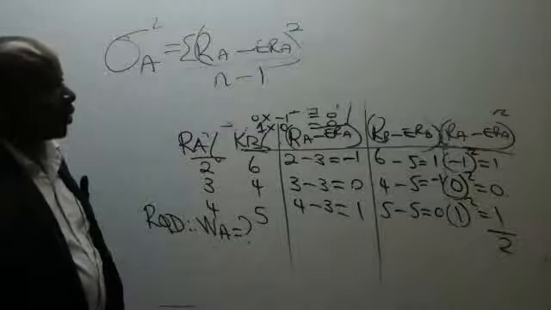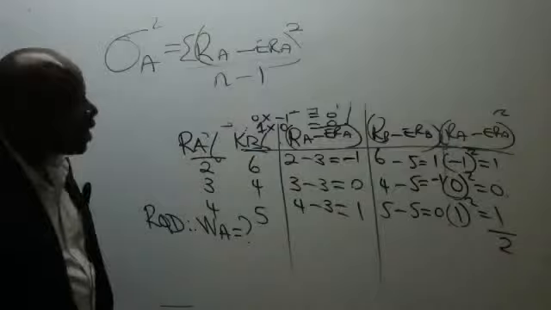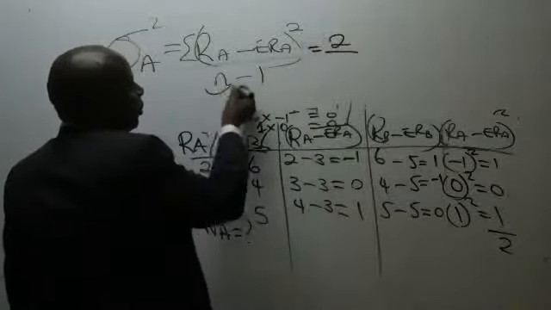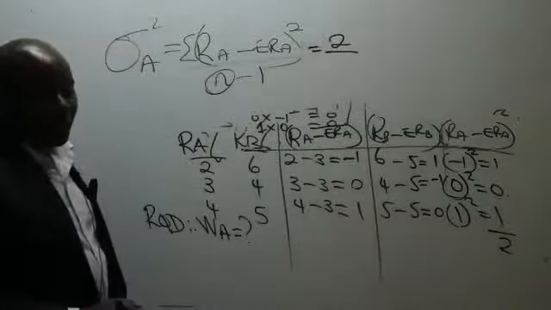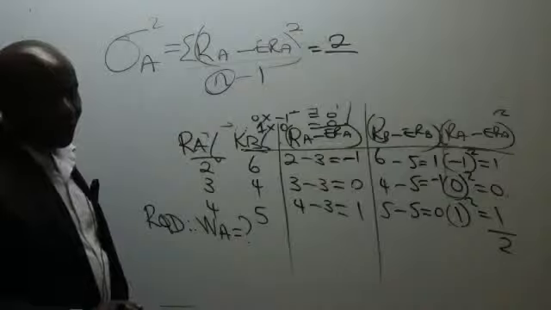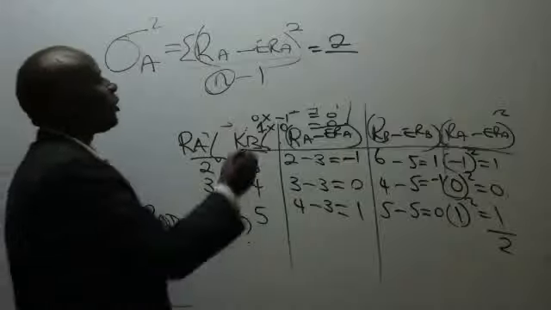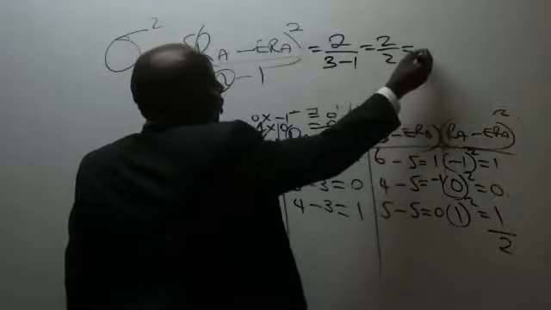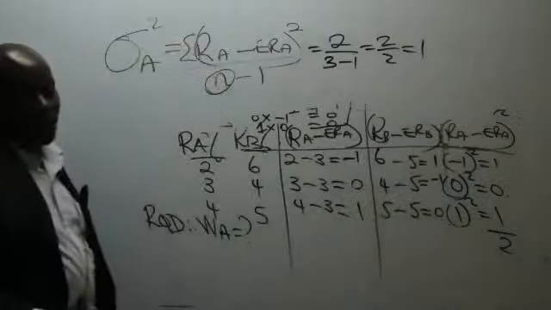So now you come straight away; how do you place it here? 2 all over. Are you able to remember the value of n? N is 3, yes. So it will be 3 minus 1. So it will be 2 over 2, which gives me 1.